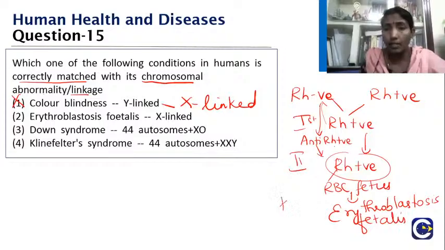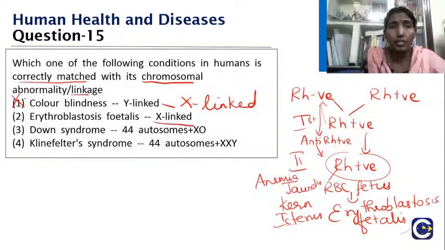Why do we call it Kernicterus? Because the baby will have jaundice. Icterus means jaundice. Anemia. These are characteristic signs of erythroblastosis fetalis. Okay, so it is not linked with any genetic condition here, so that will not come into the picture.